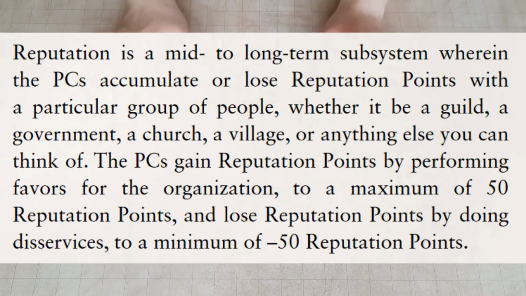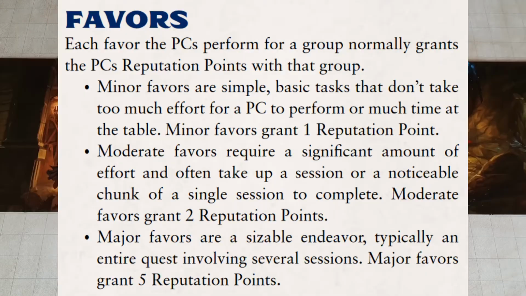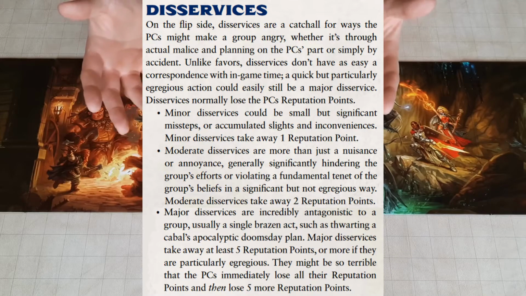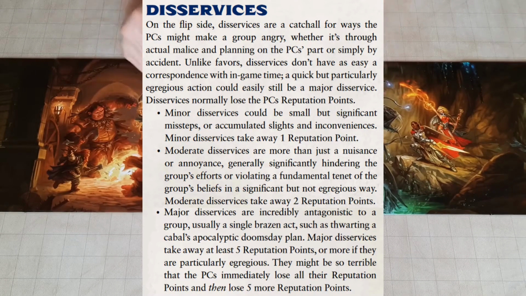Next, we move to the reputation subsystem, which is about losing and gaining reputation points with a group over long periods of time. The way you gain and lose reputation is through favors and disservices, each which come in 3 categories of severity. Some actions will not modify reputation depending on their severity if you're already seen in a specific light by the group you're trying to gain or lose reputation with.